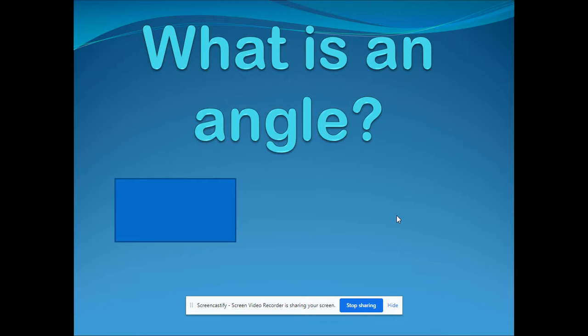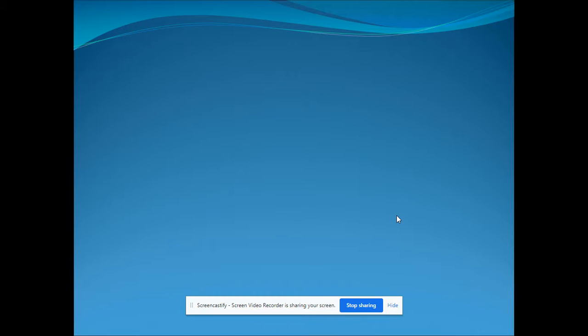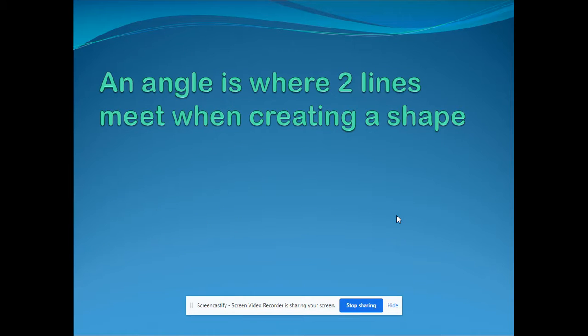Now, I know you know these shapes. It's a rectangle, a triangle, and a rhombus. All these shapes have angles in them. Now, let's see what an angle is. Here is written: an angle is where two lines meet when creating a shape.